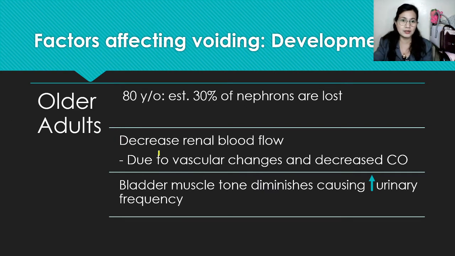Among older adults, particularly 80 years old, there's an estimate of 30% of nephrons that are lost. And you can notice there is a decrease in renal blood flow due to vascular changes and decreased cardiac output. The bladder muscle tone, okay, diminishes, and it causes urinary frequency.